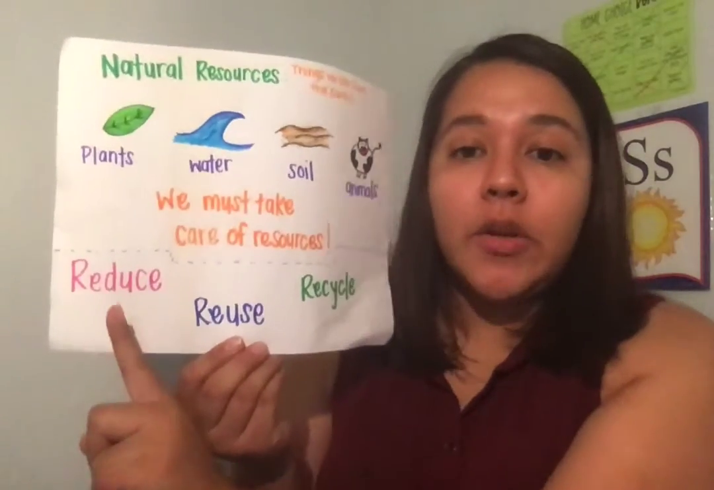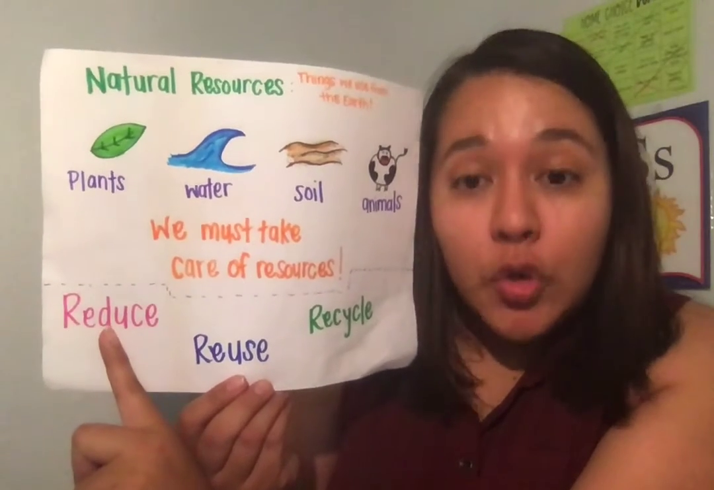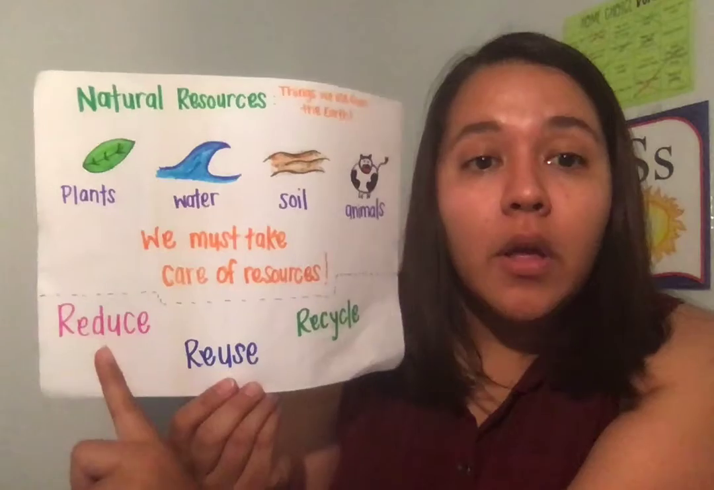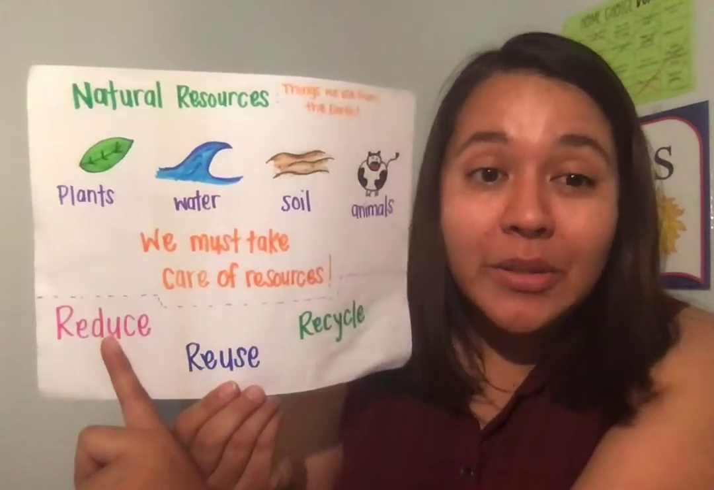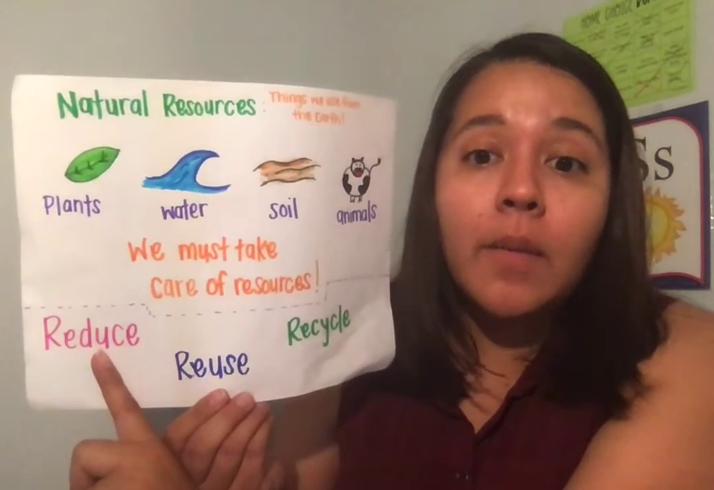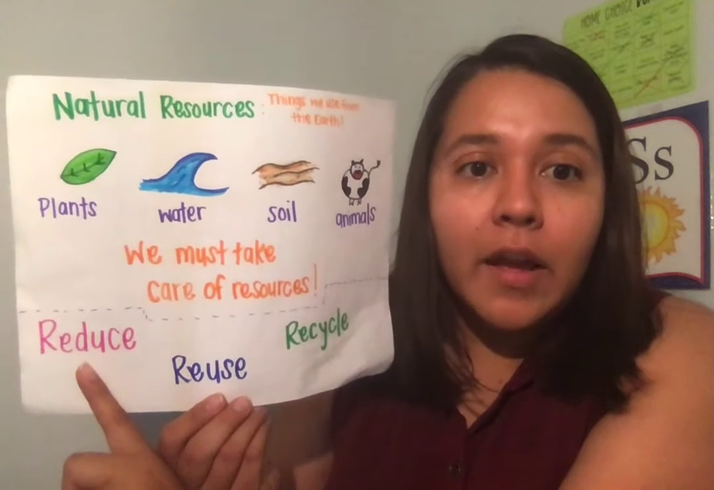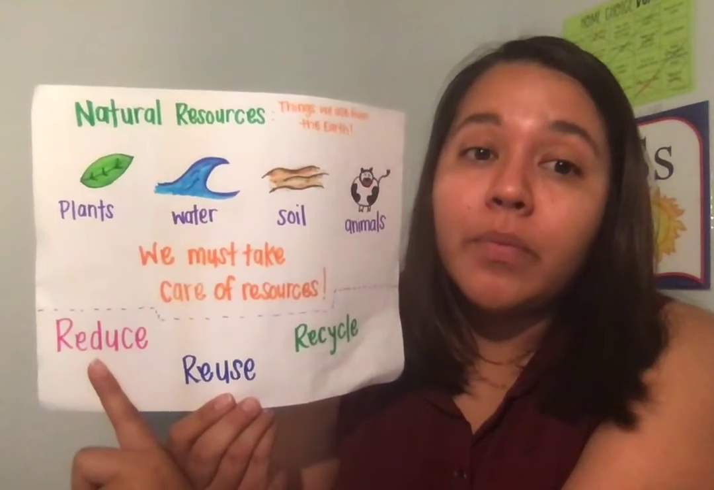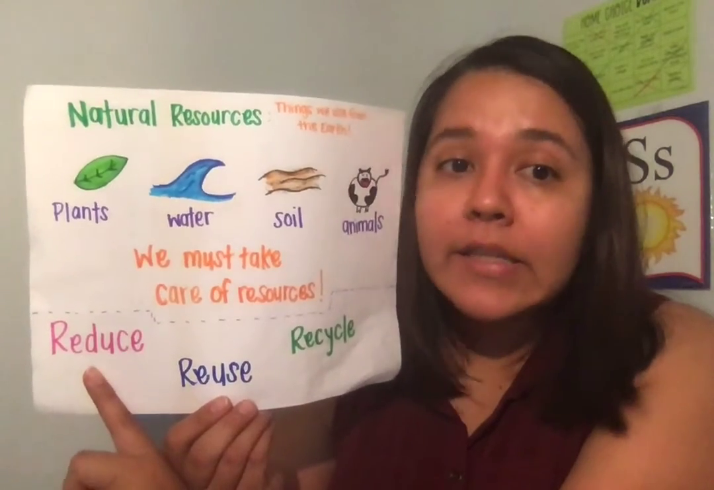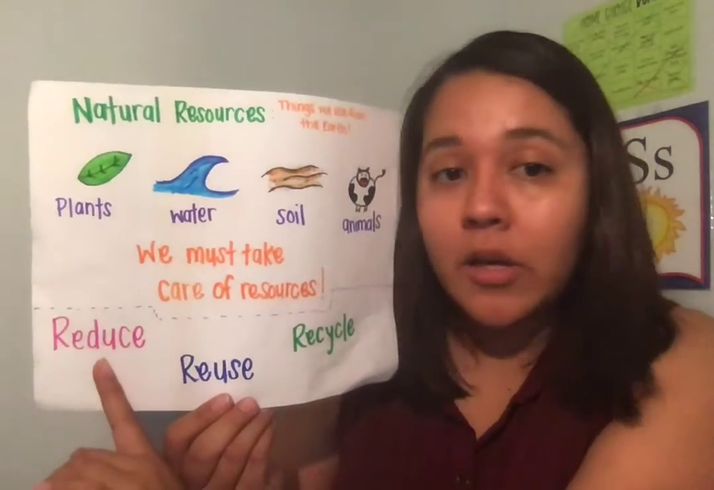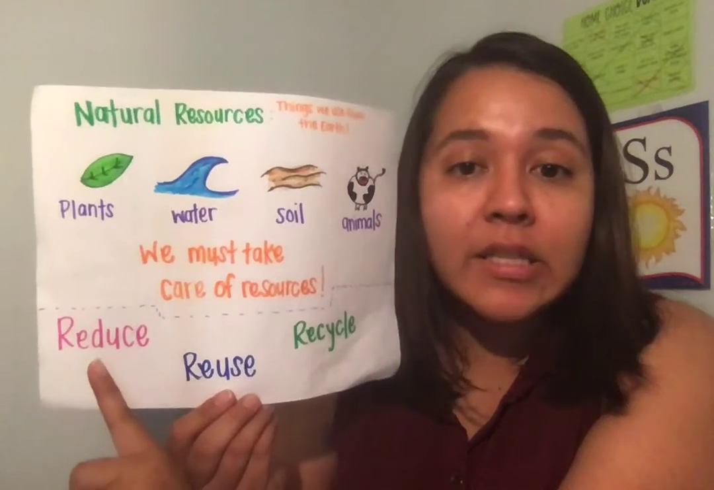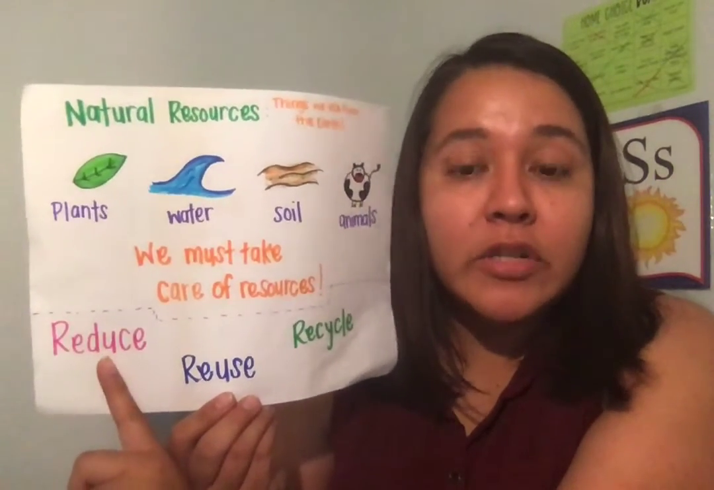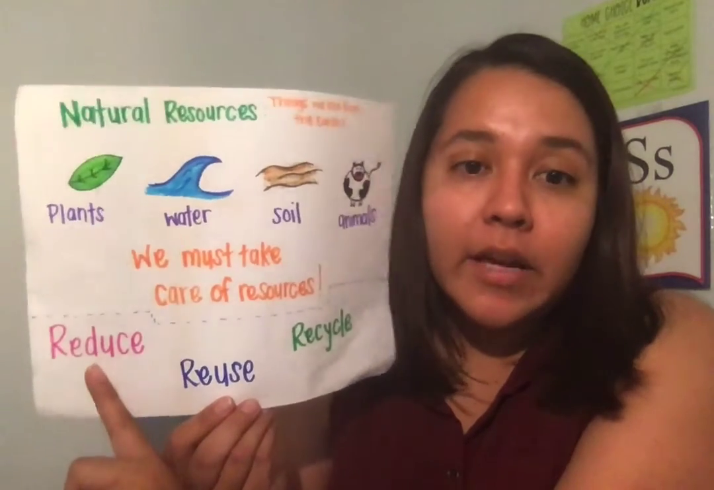Okay, so let's go over them. Reduce means you use less of something. So you could use less water when you're brushing your teeth in the morning. If you have the light on in a room that you are not using, what could you do? You could turn off the light in the room that you are not using. Okay, so you are reducing the amount of energy and the amount of light that you are using.